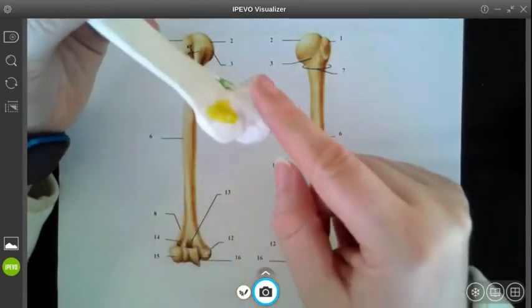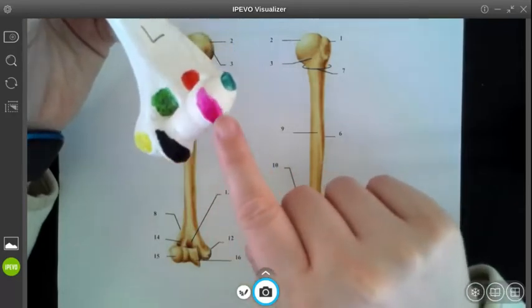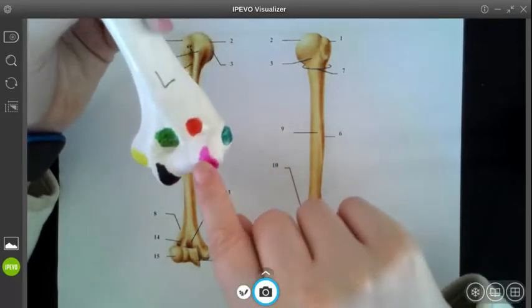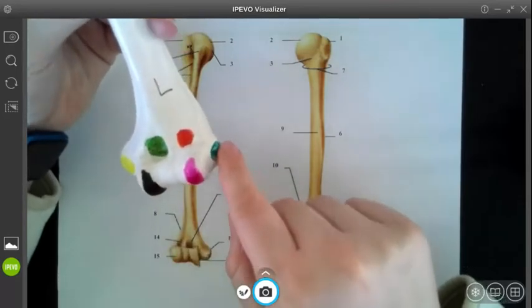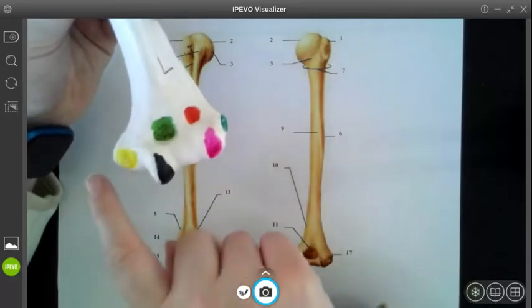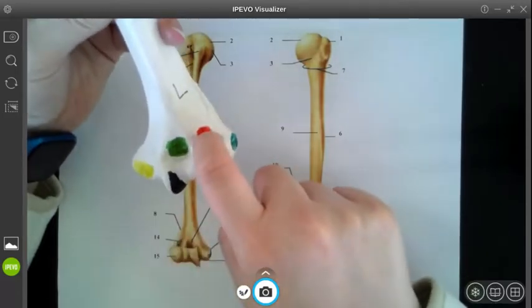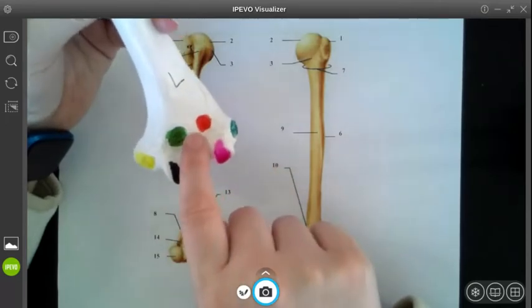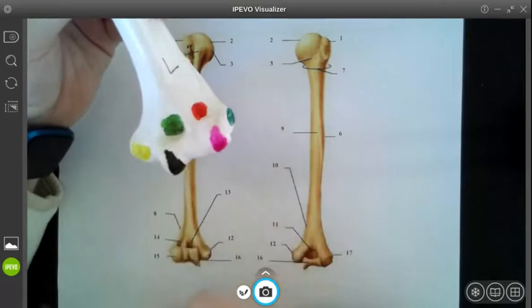This one kind of looks like a pulley when you look at it from the side. That's called the trochlea. The opposite side of that is the capitulum. And then we have some different structures in here. We have the lateral epicondyle and the medial epicondyle. This is the radial fossa that's in orange. And the green one is called the coronoid fossa.